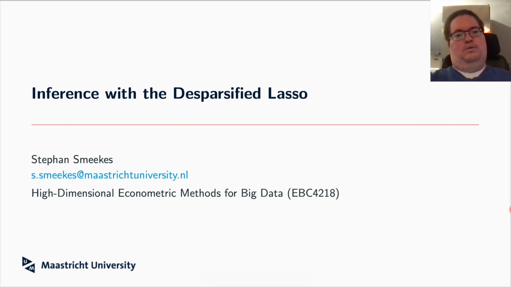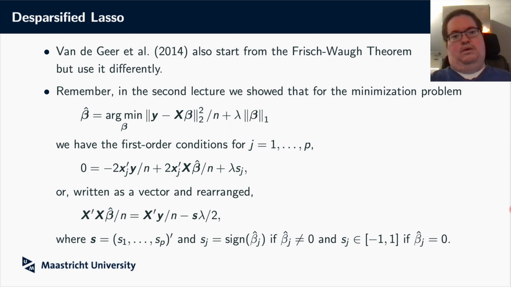In this video lecture I will discuss the inference method of the Desparsified lasso. So like the post-double selection method, we're again using a free-swap kind of argument, but in a slightly different way. Here, for this method, we start from the first order conditions of the lasso.